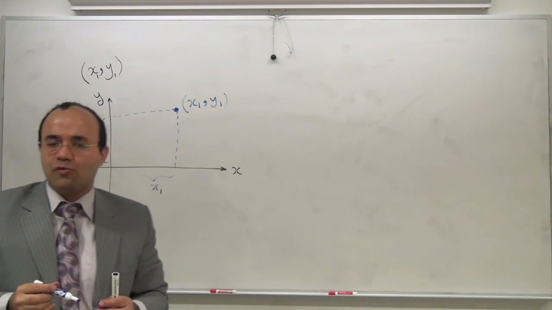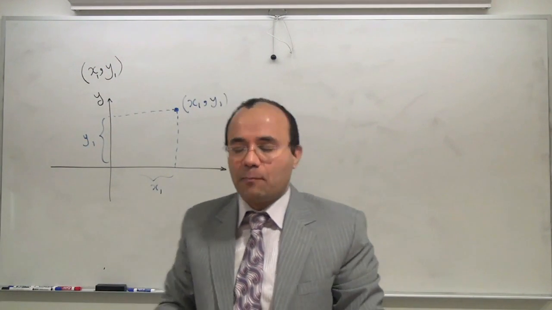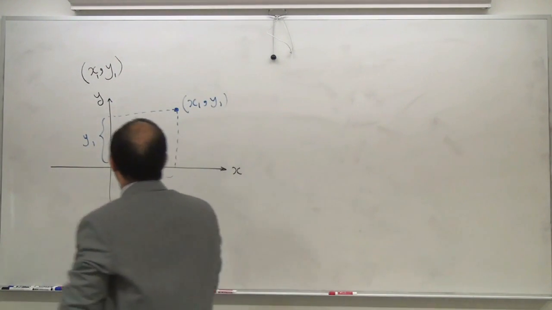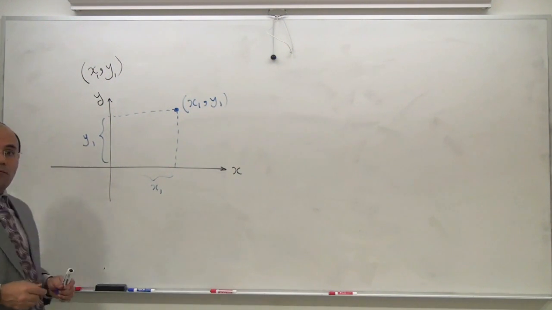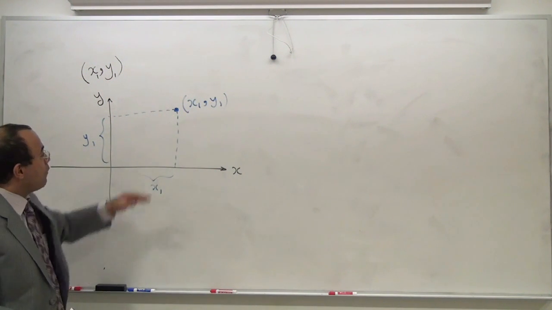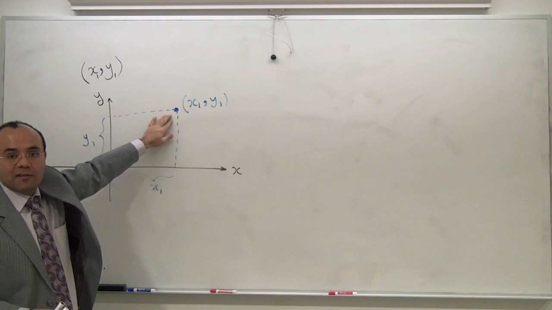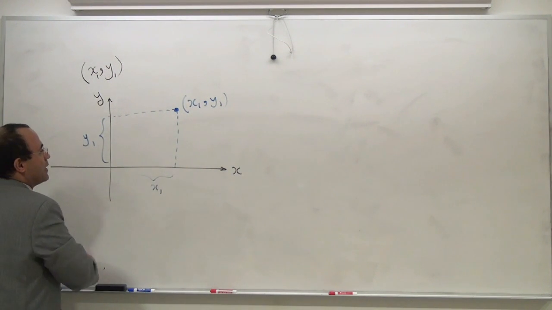What I just wrote to you is called Cartesian representation of a number. Another way of looking at this is a number in a 2D space. I want to be able to represent this number in a 2D space. Either I can say x1 and y1, or I can also say something else.